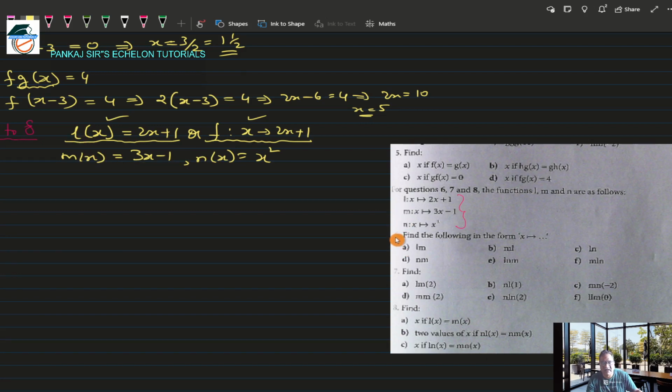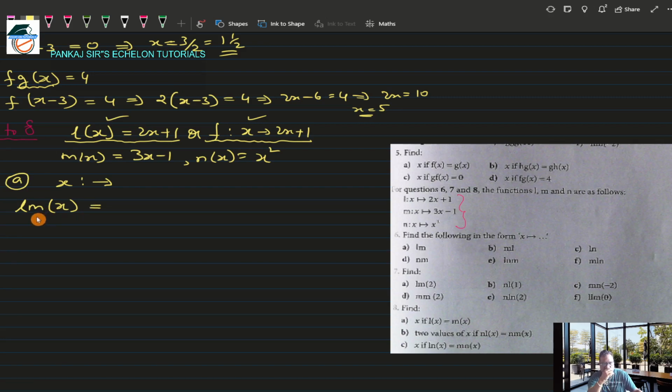Now let us start with question number 6. Part A: you have to find the following in the form of x arrow. So you have to get the function in these forms. A is what? You have to find out LM, and in this form it means we will write LM of x. Now what should LM of x be?